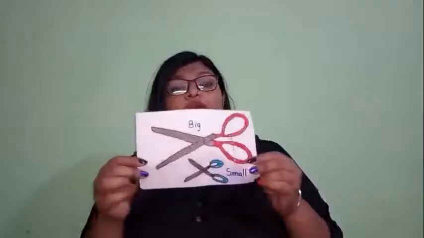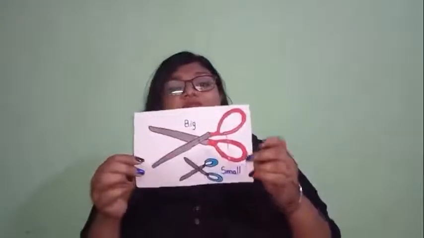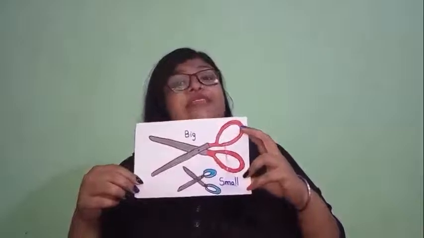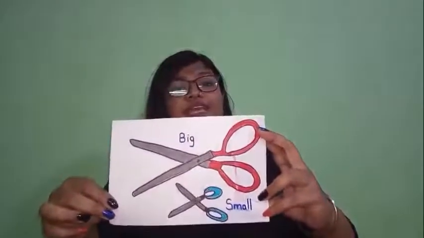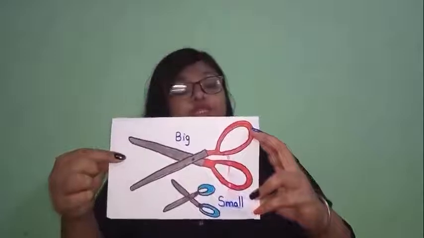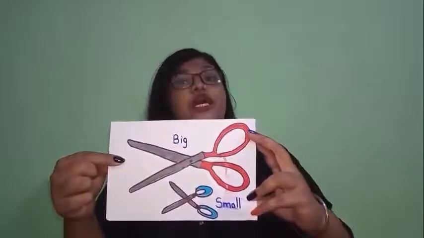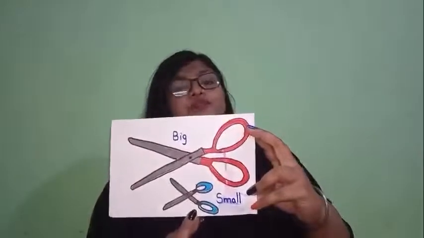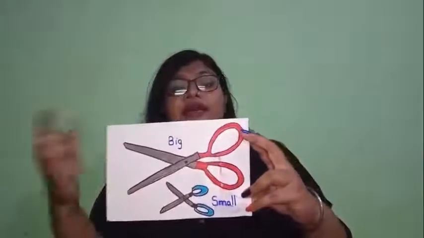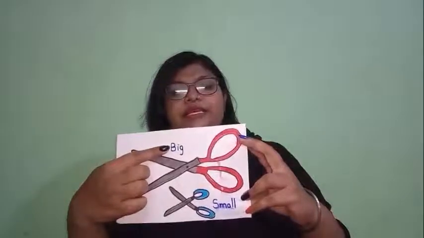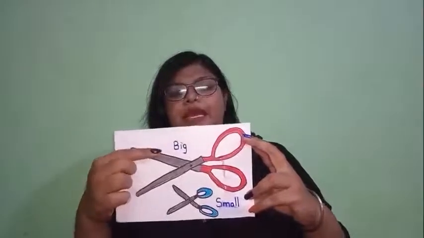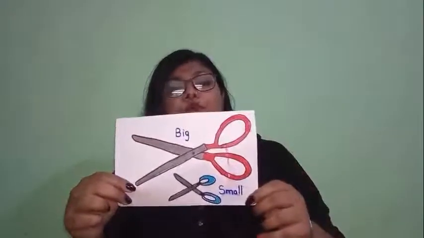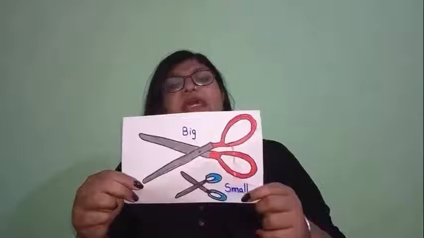Now we are having two scissors. What difference can you see? Both are different in size. Can you see? Yes, the first scissor is big in size and the second scissor is small in size. Again, the spelling of big is B-I-G, big, and the spelling of small is S-M-A-L-L.